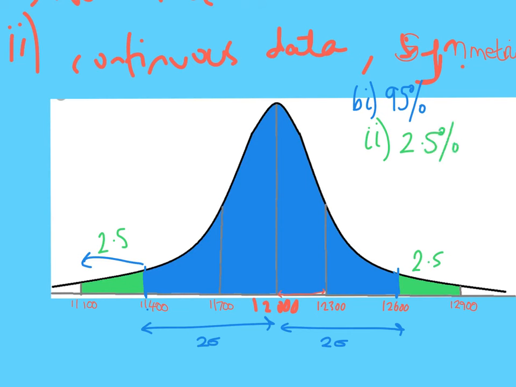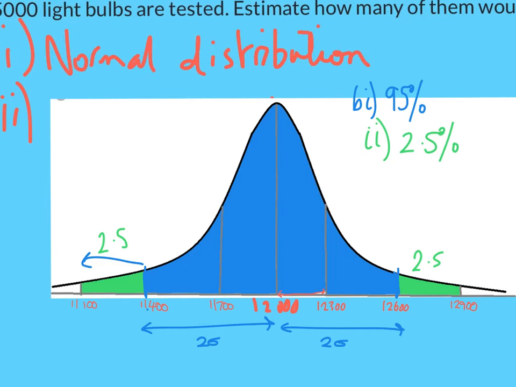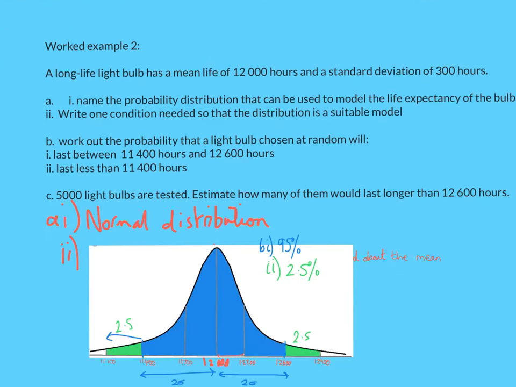Okay, now let's look at part C. Part C says that 5,000 light bulbs are tested. Estimate how many of them would last longer than 12,600 hours. So let's have a little look back at that. So that's my question, and I want them longer than 12,600 hours. So I want them this side of the graph. Well, I've already said that that side is 2.5%. And if 5,000 are tested, I need to find 2.5% of the 5,000. And that will tell me how many light bulbs that is.